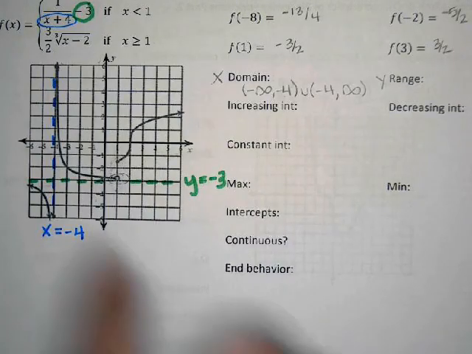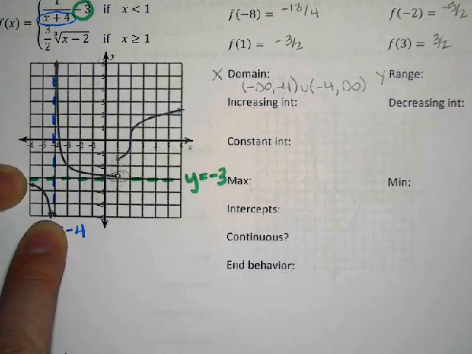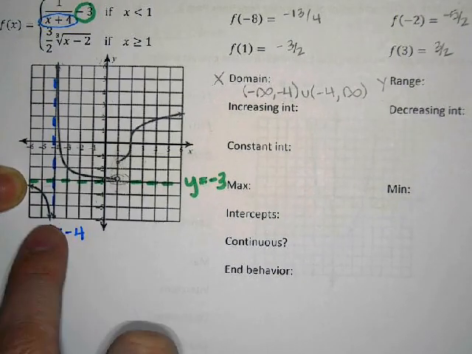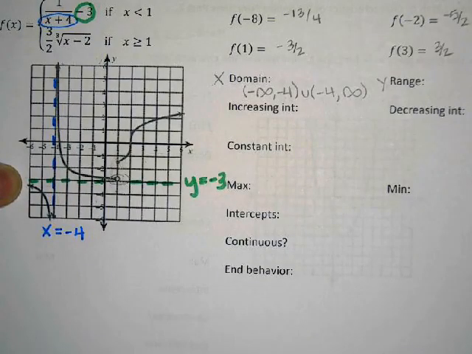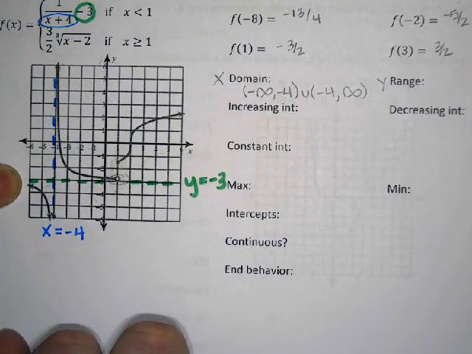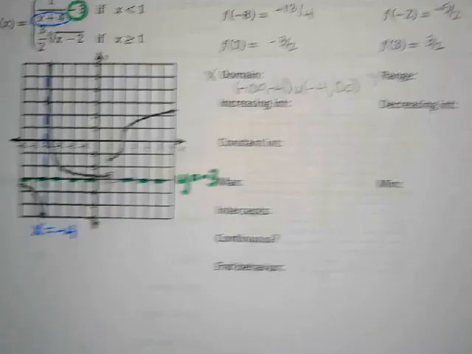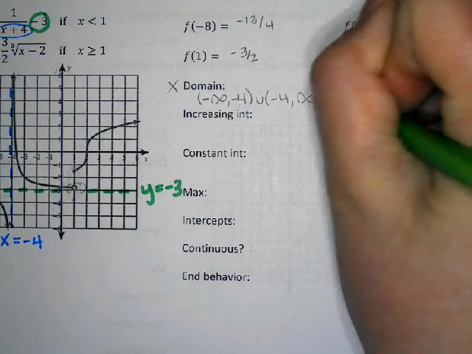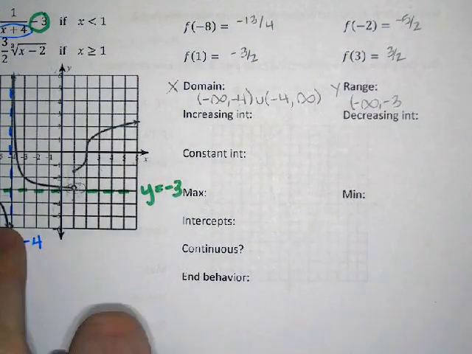So this bottom portion of the graph is pretty easy to write a range for. What do you guys think we should write for this bottom portion right here? Negative infinity up to negative 3. Okay, negative infinity up to negative 3. Okay, so that's this portion of the graph.